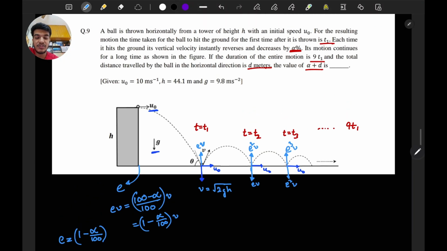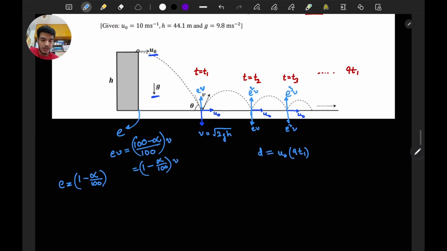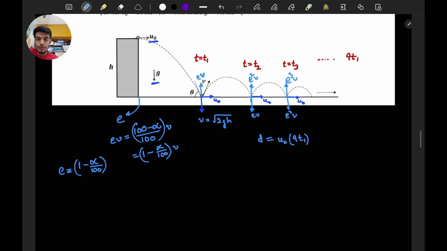Notice one thing, since the horizontal component of velocity is not changing at all for the entire motion, the horizontal distance traveled in the entire motion will be simply u naught into the total time of the motion. So we can easily write that d, the total horizontal distance traveled, would be equal to u naught into 9t1, that is the total time. So this is done now. Also we know what t1 is. t1 is basically under root 2h by g. We can calculate easily.